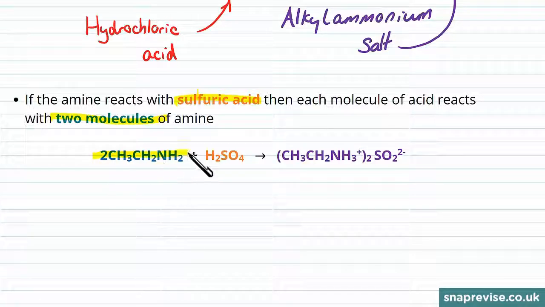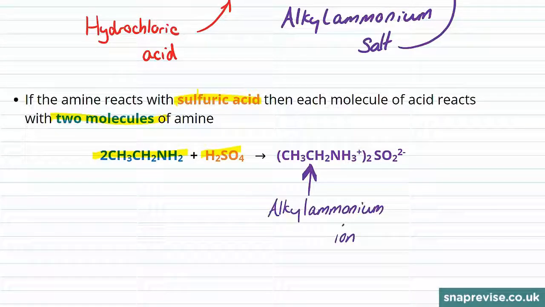So here we have ethylamine again reacting with sulfuric acid, and we form a salt where each overall molecule of salt has two molecules of the alkyl ammonium ion, shown here, which has two lots of a positive charge, and so forms a salt with the 2- SO4 ion.